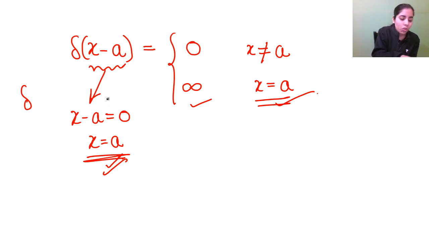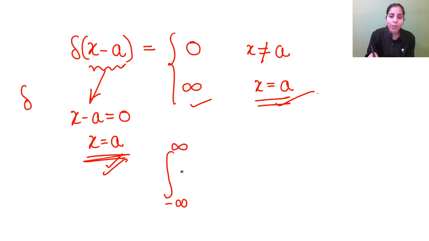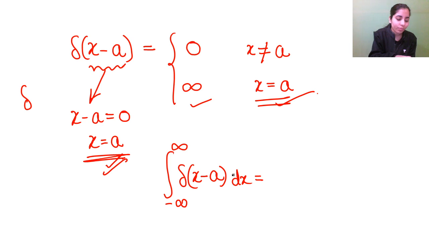Now let me talk about the other property. Along with this definition, we can also consider one more property of the Dirac Delta function, that is the integration from minus infinity to plus infinity, which means integrating it over the whole space. So that's the integral from minus infinity to plus infinity of delta of x minus a. What value will you get for this integration? Do you have any idea about it? If yes, you can mention that in the comments.